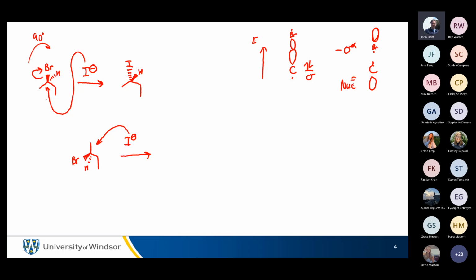The nucleophile is trying to donate electrons to the sigma star. And if we look where the big lobe is, it's on the back of the bromine. And it's directly opposite the carbon. And so the nucleophile must come in 180 degrees away from the leaving group. Must. There's no other option.